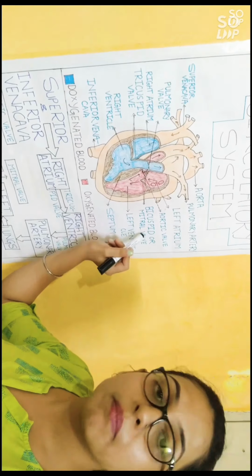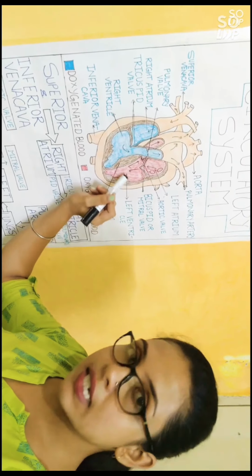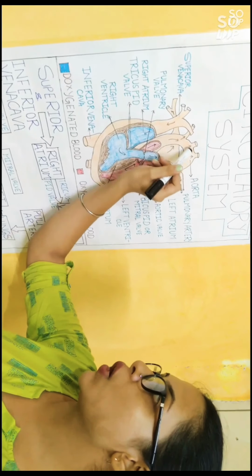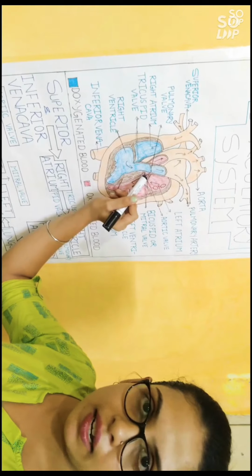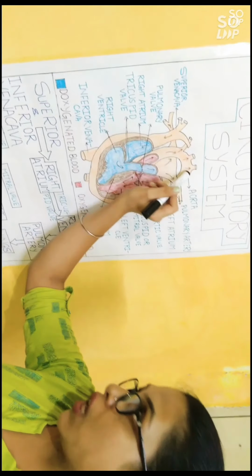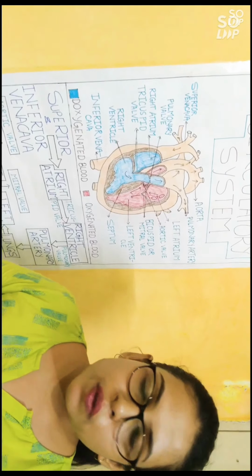bicuspid or mitral valve. From the left ventricle, the oxygenated blood moves into the aorta. This is the aorta, by the opening of the aortic valve. Now from the aorta, the oxygenated or purified blood moves into the rest of our body parts.